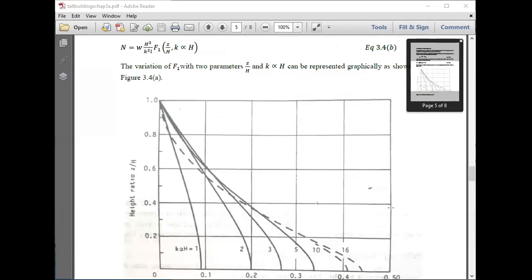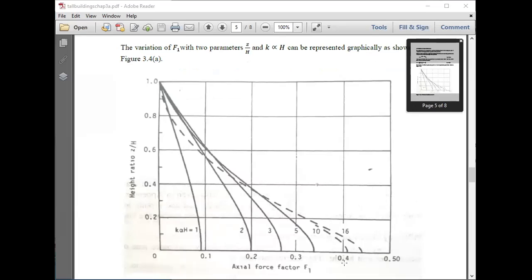N is equal to W h squared F1 over K squared L, and W is 6, H is 64, K is 1.08, and F1 is 7.74, somewhere here. 7.74 somewhere here between 5 and 10, let's say 0.38. So this F1 factor is 0.38.